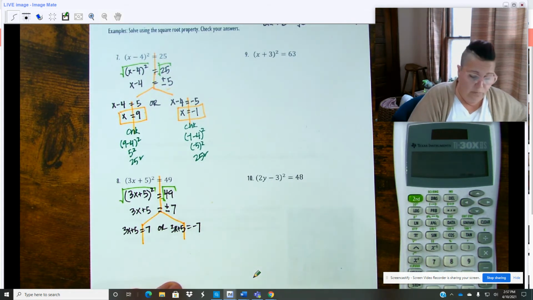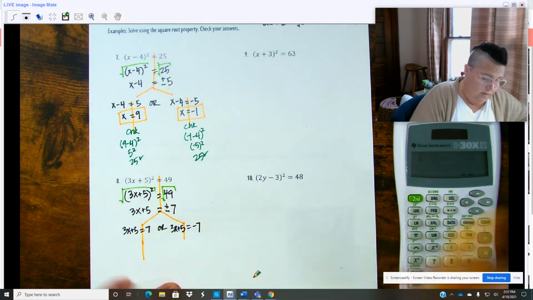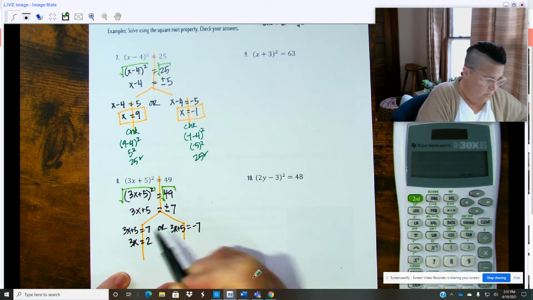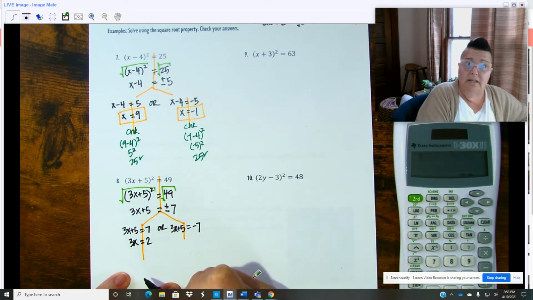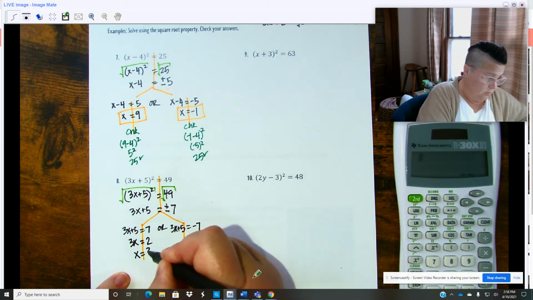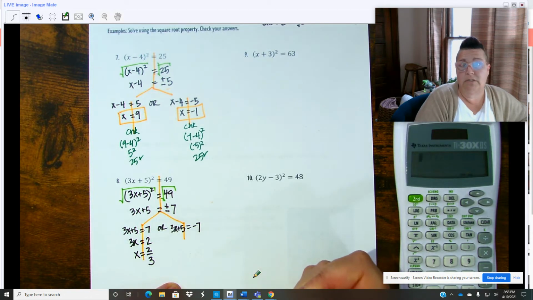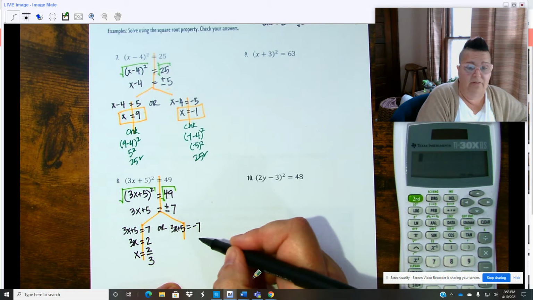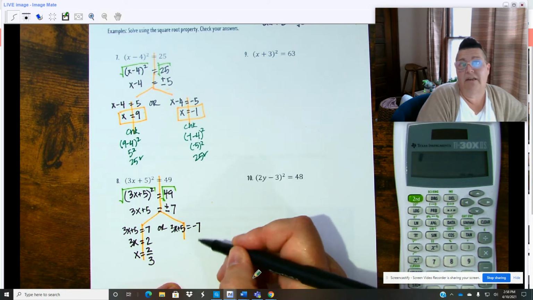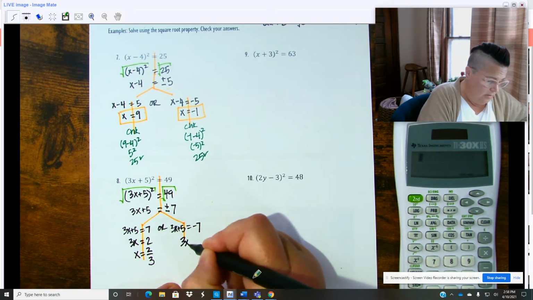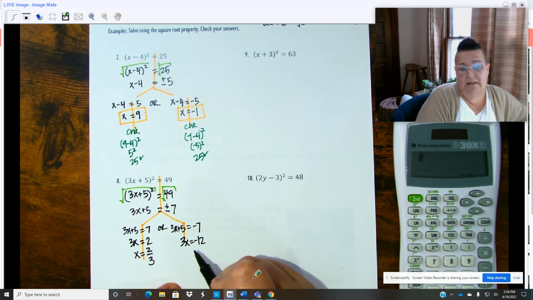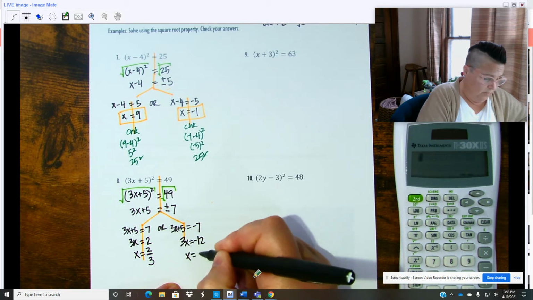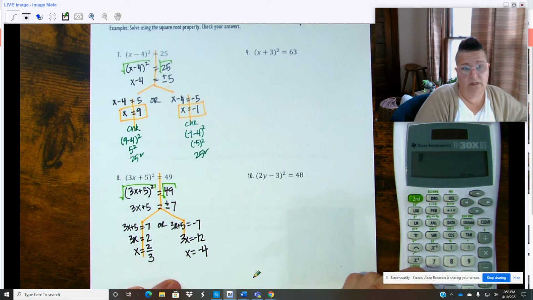To solve them, I go through the same steps. On this left equation, I'm going to subtract 5. So 3x would be 2. And then I'm going to divide both sides by 3. X is 2 divided by 3, or 2/3. On the right side, I'm going to go through the same process. I'm going to subtract 5 from both sides. So negative 7 minus 5 more is negative 12. And then I'm going to divide both sides by 3. 12 divided by 3 is 4. So this is going to be a negative 4.